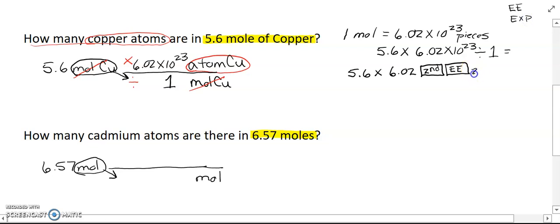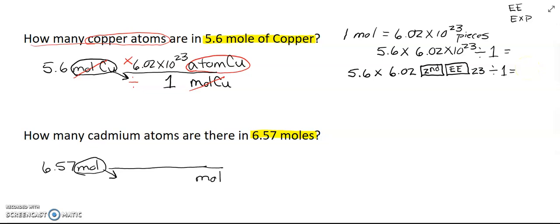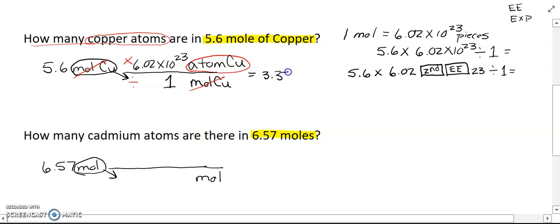And then I'm going to put in my power. I'm going to divide by 1, and I'm going to hit equals, and my calculator is going to spit out a number. Now my calculator spit out a lot of decimal places, and you don't need all those decimal places. I think 2 decimal places is a pretty good number for most of the problems that you calculate out. So my calculator is going to spit out 3.37 times 10 to the 24th, and this is going to be atoms of copper.